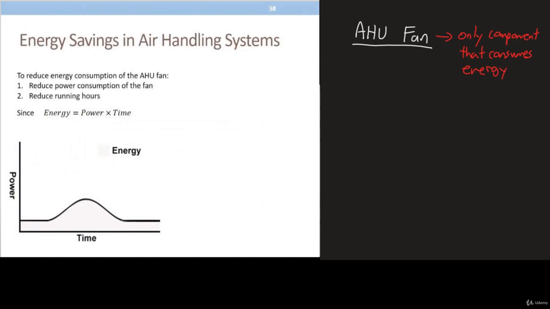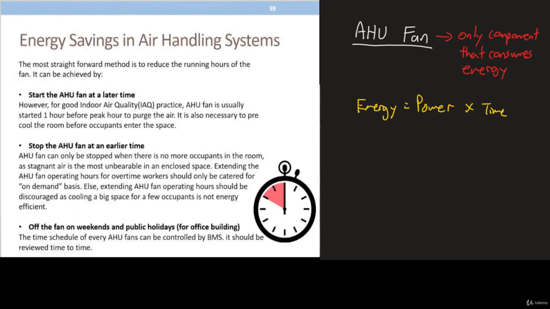So to reduce the consumption of your fan, there are two ways. Because energy is a factor of power and time, it's either you reduce the power consumption or you reduce the running hours of your fan. Very straightforward, because of this equation. So the area under the graph must be smaller if you want to save energy. So let's talk about the more straightforward one, which is to reduce the running hours.